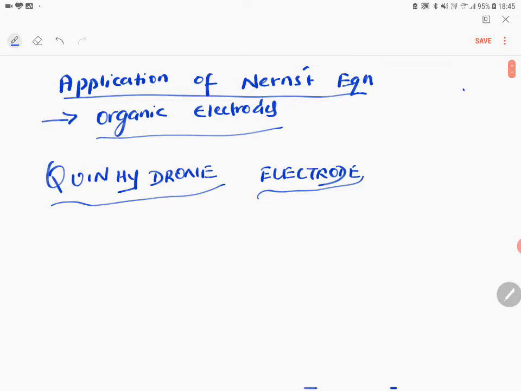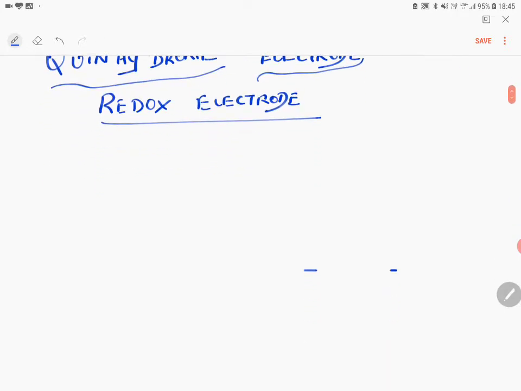What is the meaning of quinhydrone? Actually, this quinhydrone is a part of something called a redox electrode. Now, quinhydrone is an equimolar mixture of benzoquinone. I think now aldehydes or ketones have started for you, so you should better know this compound. This is called benzoquinone.